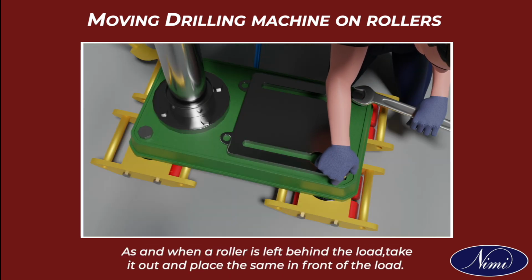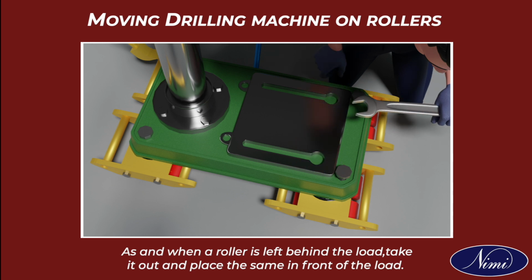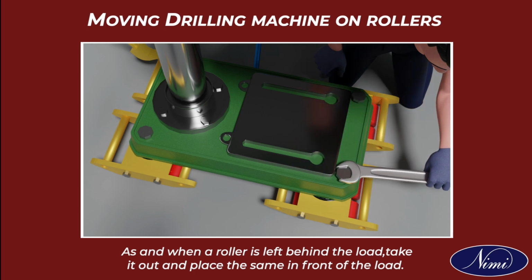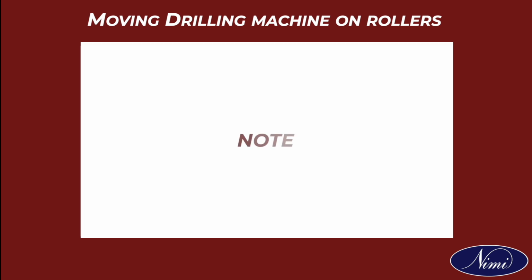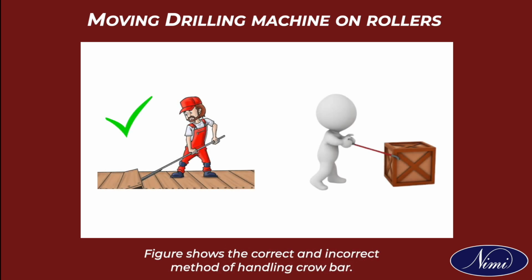As and when a roller is left behind the load, take it out and place it in front of the load. Note: the figure shows the correct and incorrect method of handling a crowbar.